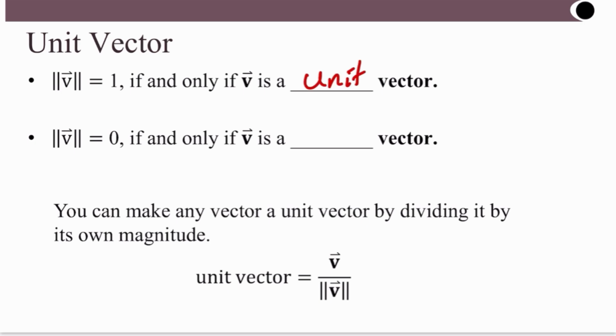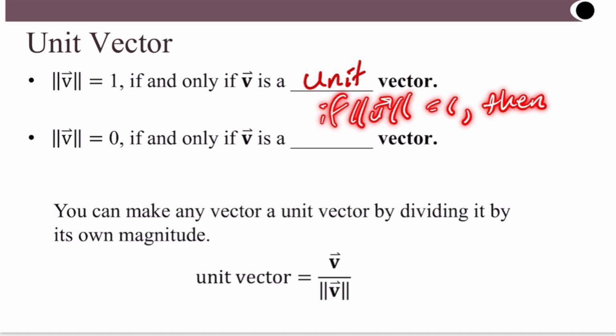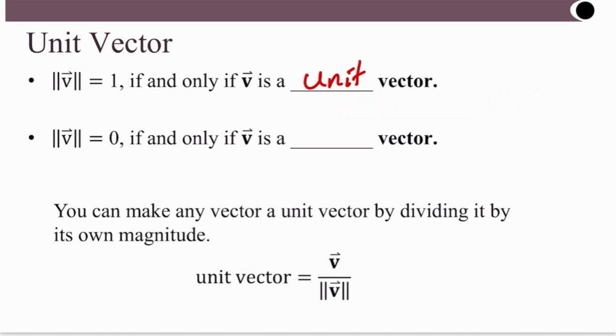Now, the way this is written, I didn't exactly read it identically. It says the magnitude of vector v is 1 if and only if v is a unit vector, which means that if it's a unit vector, then the magnitude is 1, and also the other way around. If the magnitude is equal to 1, then it's a unit vector. That's how those if and only if statements work. Now, the magnitude of a vector v is 0 if and only if v is a zero vector.